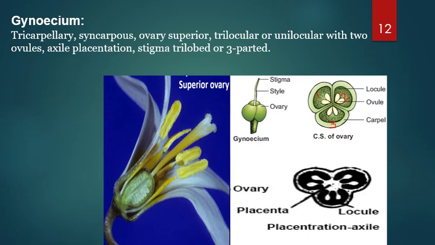In gynoecium of Liliaceae family, 3 chambers are present. Each chamber is referred as locule. So due to 3 chambers, we call it as trilocular. Or in some cases, a single chamber is present, so we refer it as unilocular. Each chamber contains 2 ovules, as you observe in this figure. Each chamber contains 2 ovules.